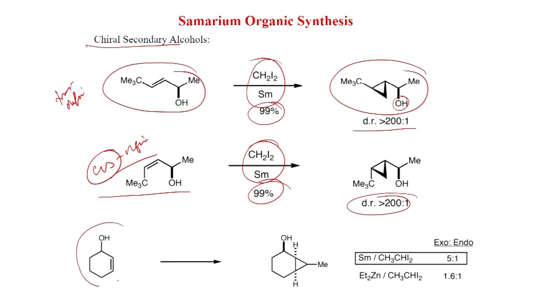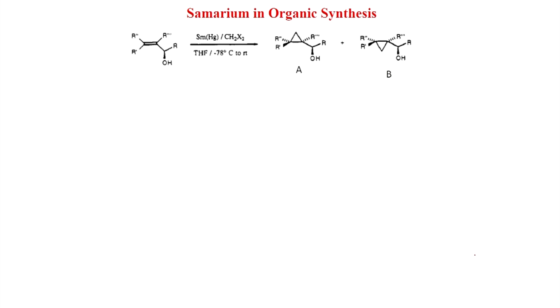And this one we have already seen, cyclohexenol. Here with samarium, CH3CHI2, you get a 5:1 diastereomeric ratio. On the other hand, if you put diethyl zinc, CH3CHI2, the diastereomeric ratio is 1.6:1. So, this is the best option if you want the diastereoselective cyclopropanation of allylic alcohol, then samarium with CH2I2 or CH3CHI2 is the best option. Now, we will see the mechanism.